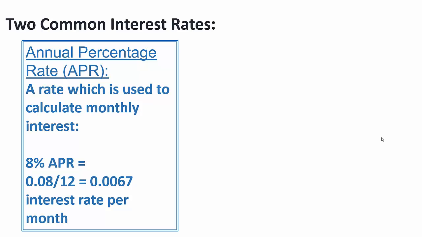We have to talk about the two most common types of interest rates. The first one is called annual percentage rate, APR. This is a rate which is used to calculate monthly interest. So if we have an 8% APR, we take that number, we convert it into a decimal, 0.08, and we divide by 12. This gives us a monthly interest rate. APR is a monthly interest rate. It just looks like a yearly interest rate.